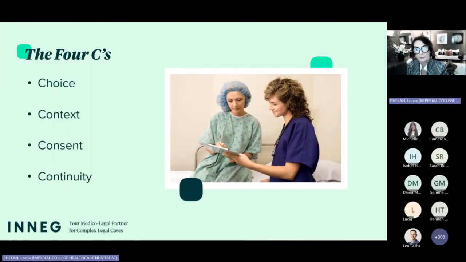I'd like to consider 4 areas, I call them the 4 C's, when I'm interpreting problems and claims in maternity, because they all play really important factors in poor outcomes. They're choice, maternal choice, context, consent and continuity. And I'll just take each one of these on their own.